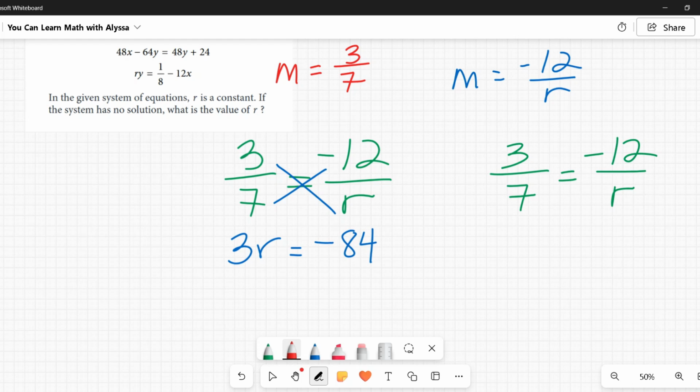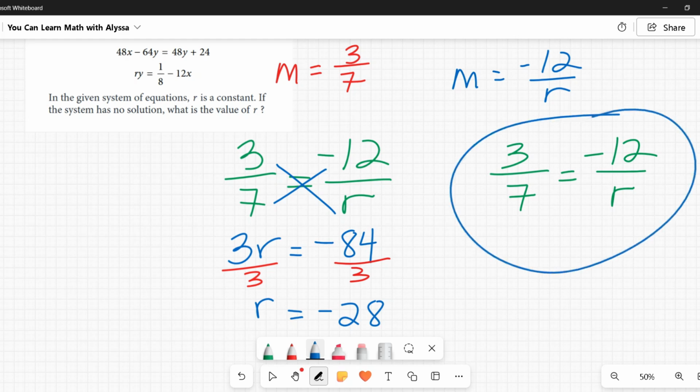Then since it's 3 times r, I want to undo that, so I will divide by 3 on both sides, and I get that r is equal to negative 28. That always works no matter what numbers you have in this proportion.